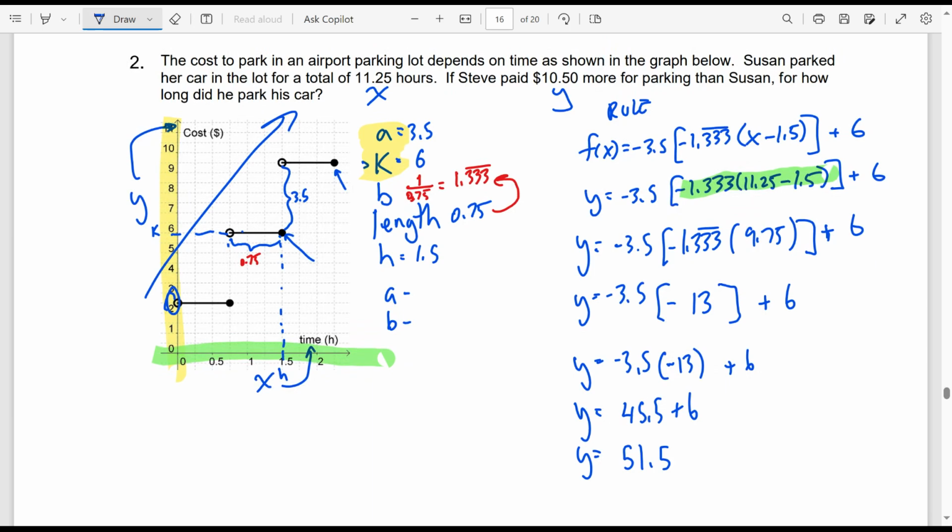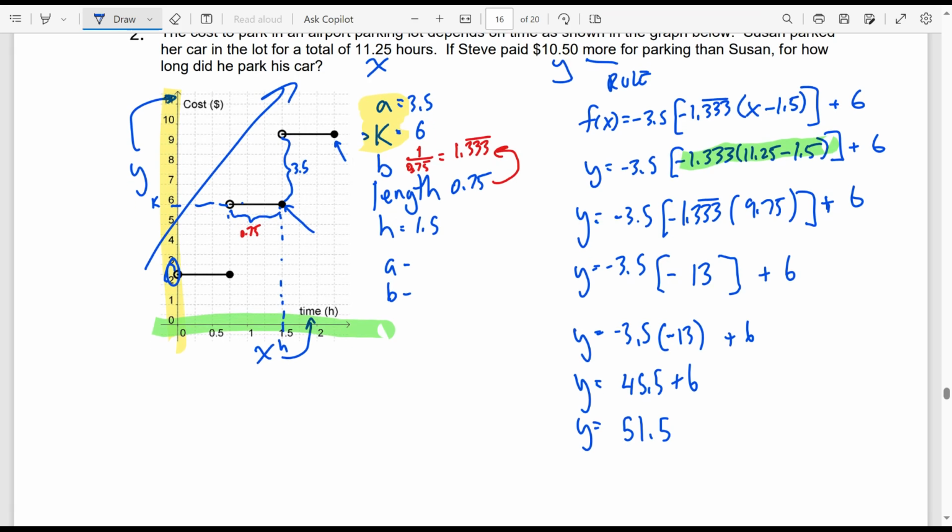Now we have to figure out the x value for Steve. If Steve paid $10.50 more for parking than Susan, for how long did he park his car? So we are going to end up with a range here.